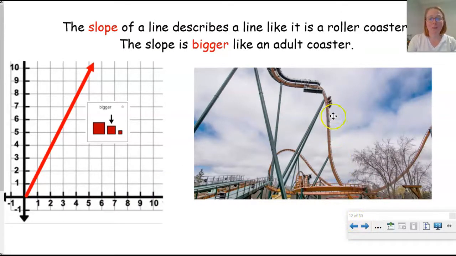Now, look at this hill right here. That goes pretty much straight down. Not my favorite kind of roller coaster, but I'll do it. This is what we would consider a very big slope. And look at this line over here. Do you see how it's much taller than the other line that we had before? This is a bigger slope.